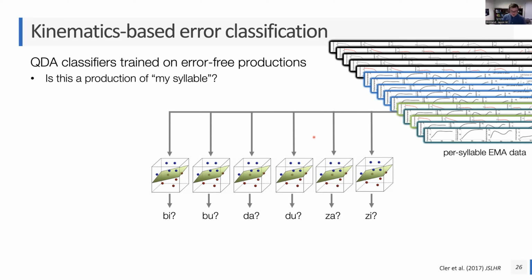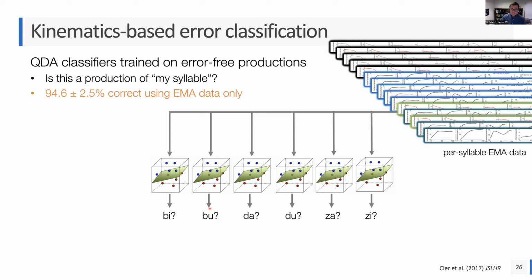This is one called quadratic discriminant analysis. And we trained a series of 6 classifiers that corresponded to the 6 syllables that we used in this task. So one classifier's job was to say, is this data an example of the subject saying B? And it could give only a yes or no answer, right? So it's a binary classifier. Is this a production of my syllable? Boo gets trained to learn to classify, these are versions of boo, these are not versions of boo, and so on, okay?